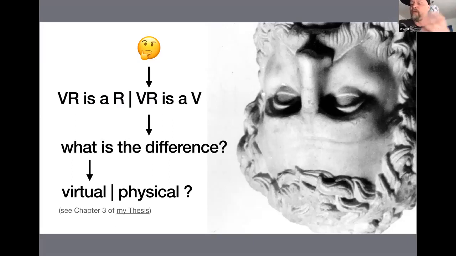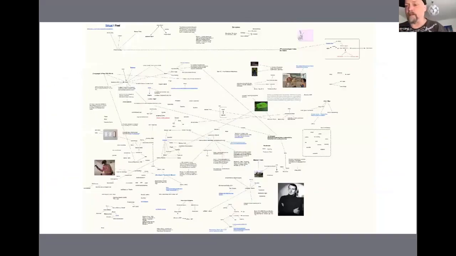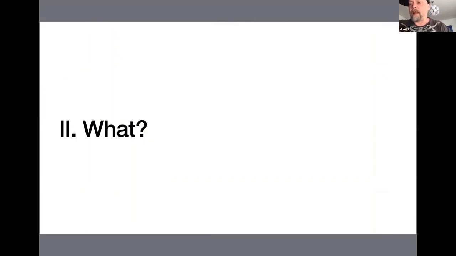So I choose virtual versus physical, which also has problems, because the physical is going to become virtual as well, as you can see here from this haptic virtualization of haptics that is happening already. And this is basically the field; these questions are all connected. I just want to give you the impression of complexity. And then what really interests me is the matter of VR and perception.